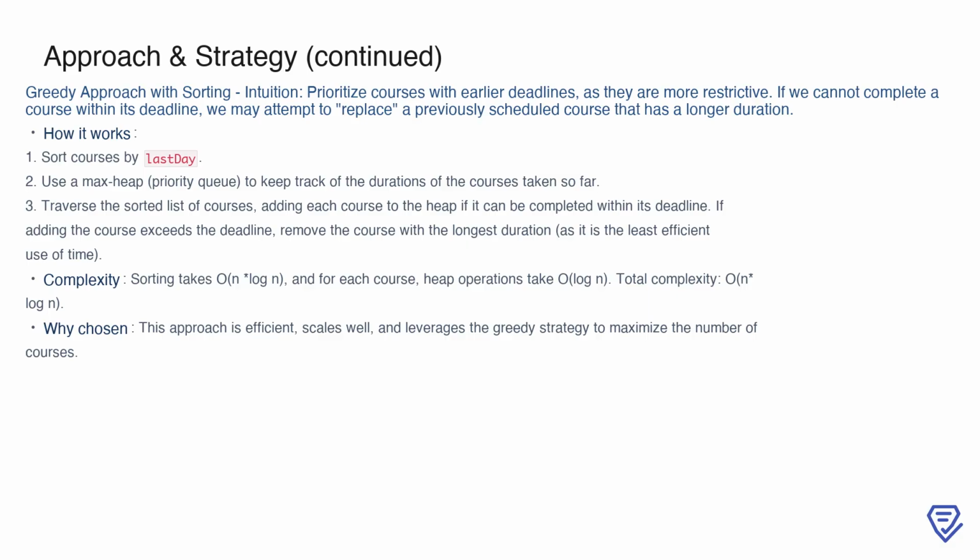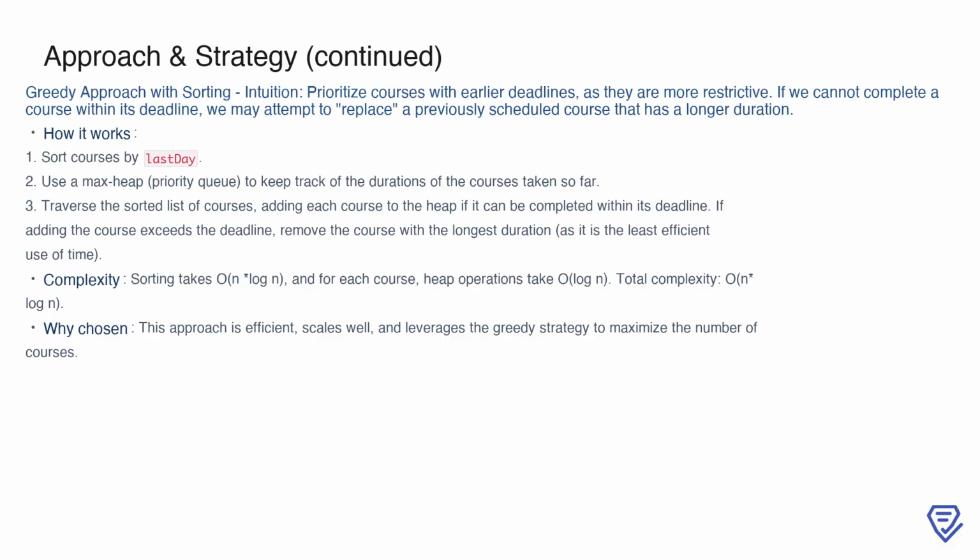To implement this, we start by sorting the courses based on their deadlines. Then, we use a max heap, or priority queue, to keep track of the durations of courses we've scheduled so far. As we traverse the sorted list of courses, we add each course to the heap if it can be completed within its deadline. If adding the course causes the total time to exceed the deadline, we remove the course with the longest duration, as it is the least efficient use of our schedule.